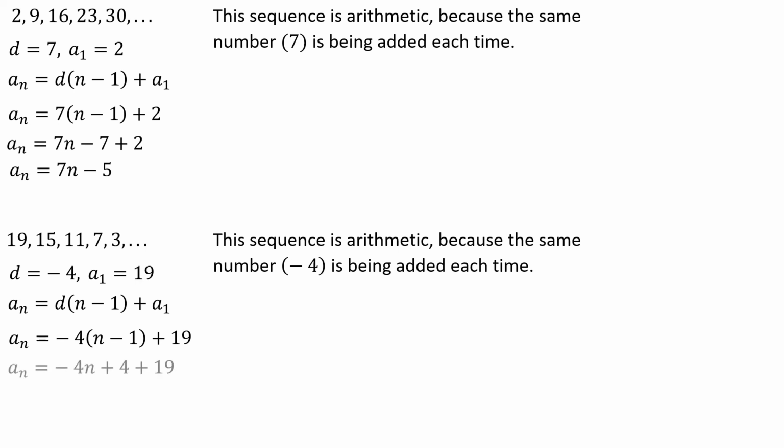Distributive property. Negative 4 times n is negative 4n. Negative 4 times negative 1 is positive 4. I still have that plus 19. Combine like terms. 4 plus 19 is 23. There's my answer. If you want to check it, plug in the number 1. Negative 4 times 1 is negative 4. Add 23, I get 19. Yep, the first number was 19.